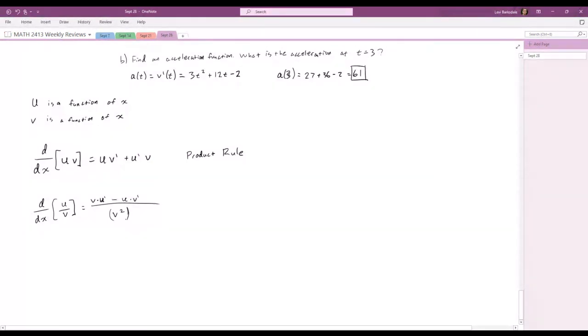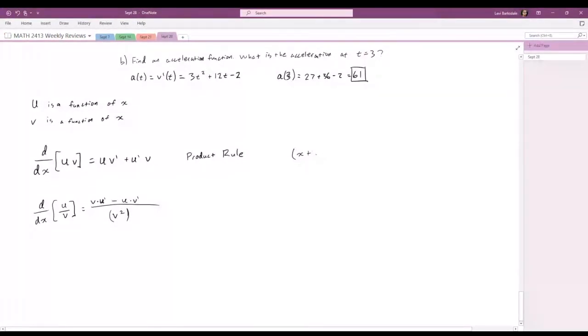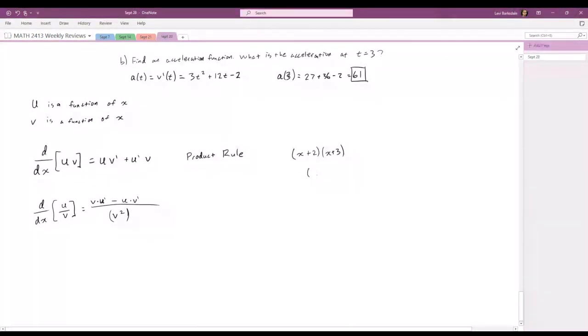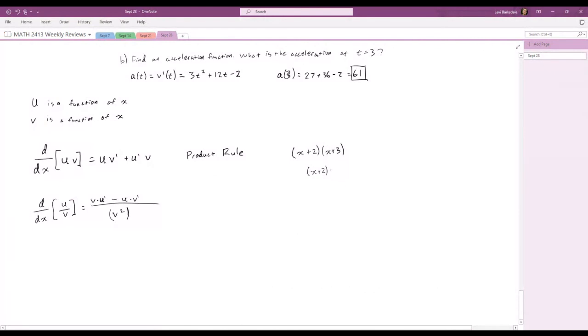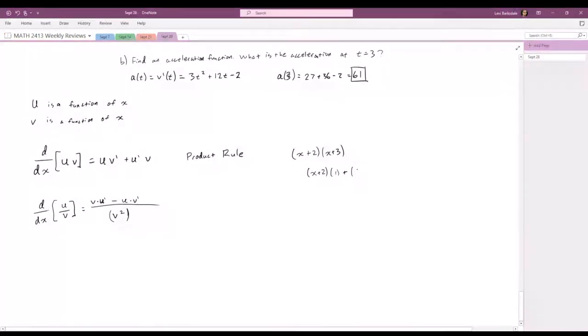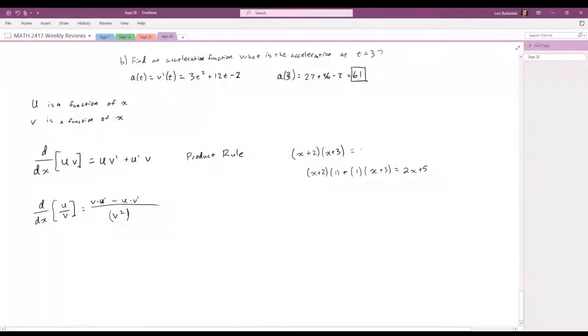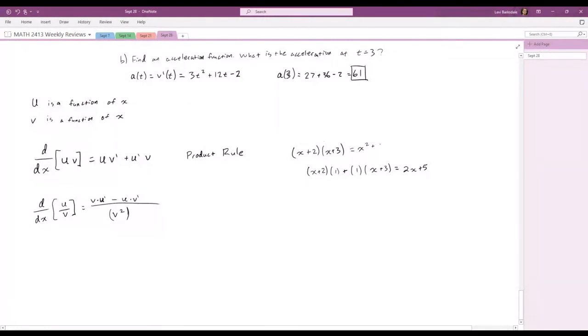A quick example we could do. Let's say I wanted to take the derivative of x plus 2 times x plus 3. Well, then by my product rule, I would have the first one, x plus 2, times the derivative of the second one. Derivative of x plus 3 is just 1, plus the derivative of the first one, derivative of x plus 2 is just 1, because the derivative of x is 1, derivative of 2 is 0, so 1 plus 0 gives 1. Then we leave the second alone, and this gives x plus 2 plus x plus 3, 2x plus 5. And we can verify that this is the same by multiplying this out. X squared plus 2x plus 3x is 5x plus 6, and then taking the derivative, it gives 2x plus 5. And we can see that these are the same.